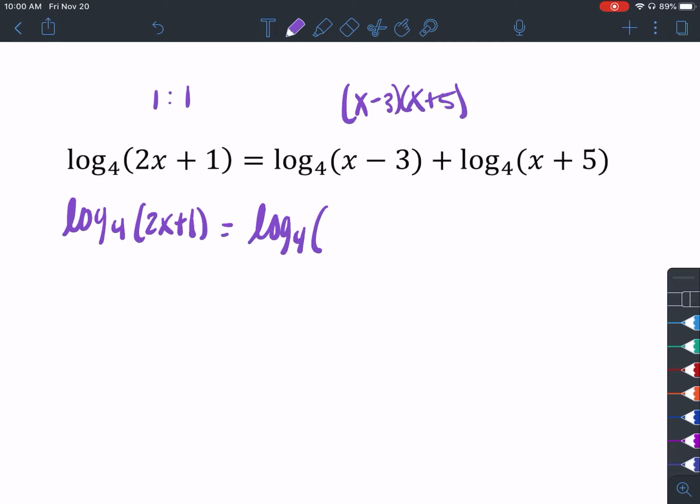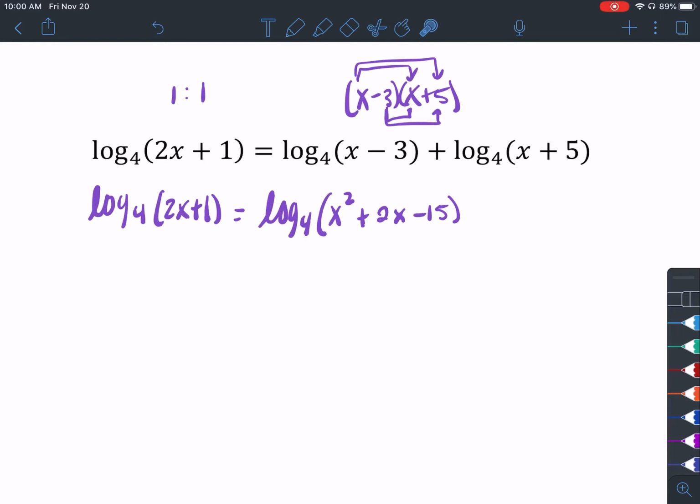We know that in order to multiply these together, we're going to multiply each part by each part, each term by each term. So that gives me x squared plus 2x minus 15. Now I have one logarithm set equal to one logarithm. The bases are the same. So now we're ready to use that one-to-one property. We're just going to go ahead and set those arguments equal to each other.